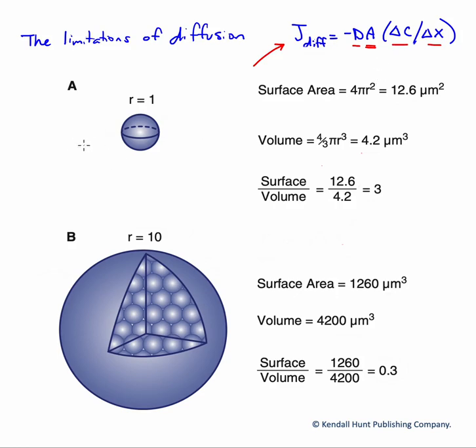So in A here, let's look at a unicellular organism. We're going to give it an arbitrary radius of 1. Now let's start first and say, well, if we're going to diffuse something from inside to outside this cell, or vice versa, the distance over which that diffusion must occur is actually quite small. And of course, if that distance is small, then our rate of diffusion can be very high.